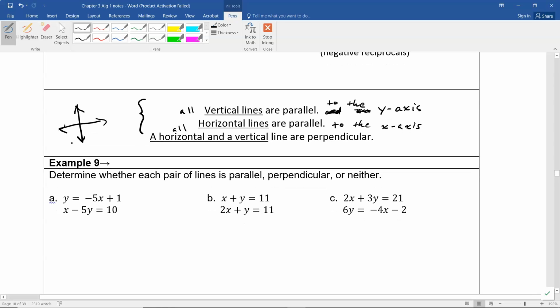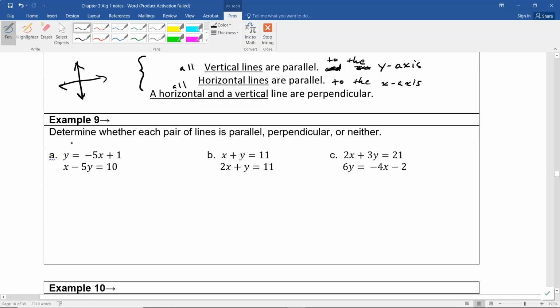Okay, so here again I'm going to go through example A, then I want you to pause the video and do example B and C on your own. So example A: first of all, we want to determine whether each pair of lines is parallel, perpendicular, or neither, just like we discussed a second ago. So I'll call this M1 for this first line right here. M1 should be fairly obvious to you. M1 is just -5, just what's in front of the x.